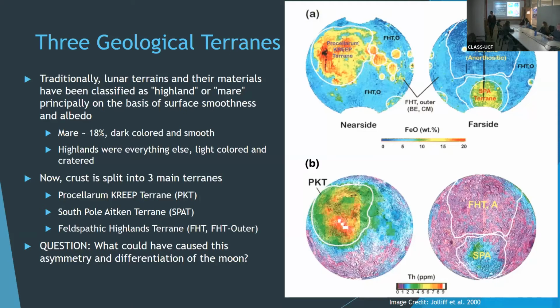A question that has been brought up a lot in this class, but I wanted to ask it again, is what could have caused all of this asymmetry and differentiation on the moon? Why do we only see really the mare and the KREEP terrain on the near side of the moon, whereas the far side of the moon is basically all highland terrain?